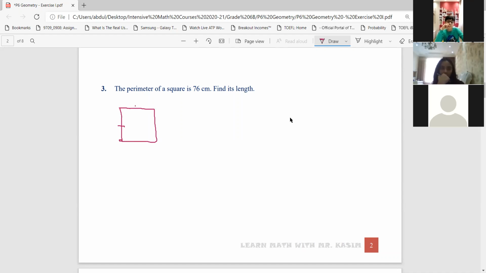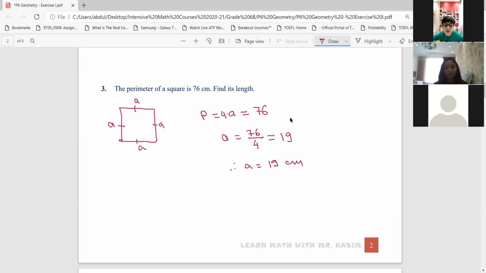We know that a square is a special rectangle where all sides are equal. It says that the perimeter is 76. Since all sides are equal, the perimeter is equal to 4 times A, and that is given, equal to 76, right? How do you find one side? 4 times A equals 76. That means 76 divided by 4 is equal to 19. So the side length of this square is 19 centimeters.